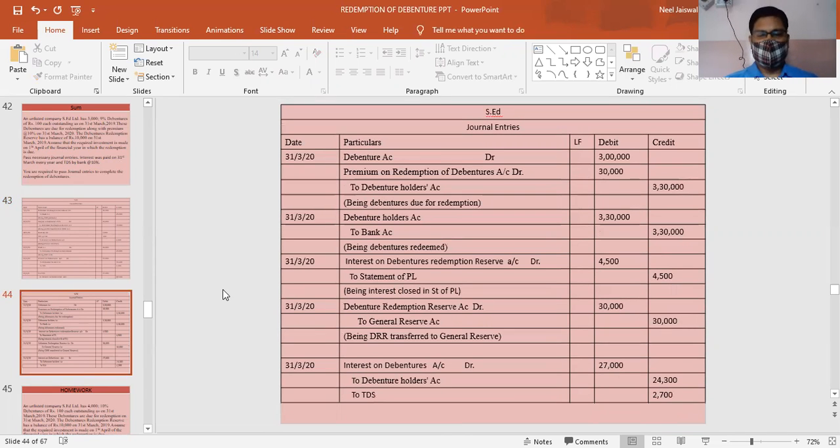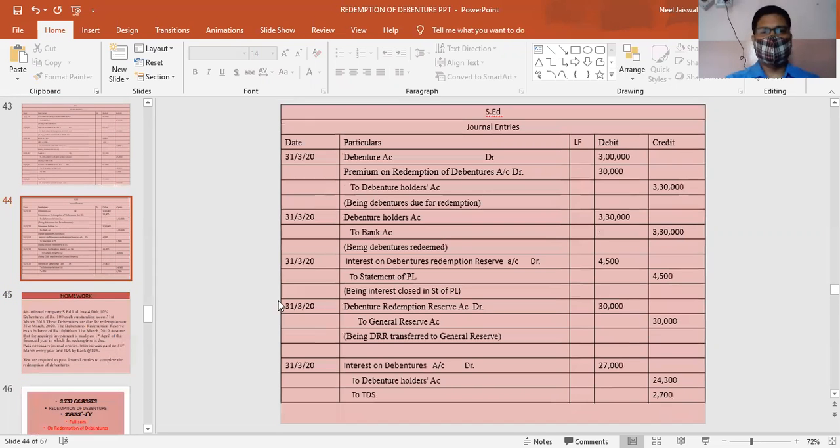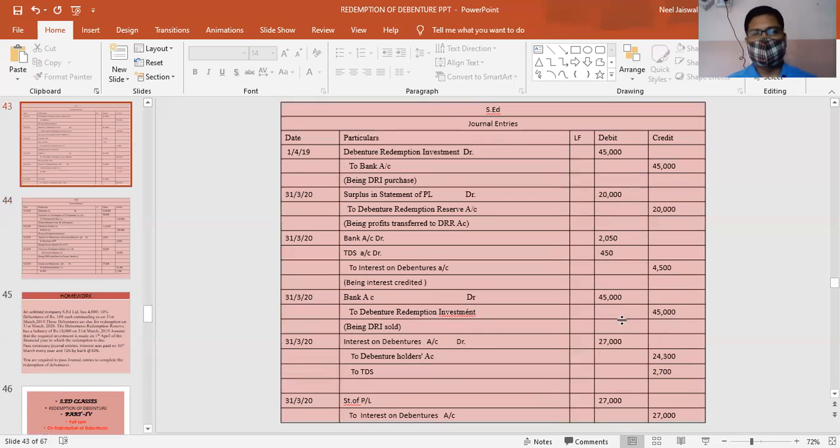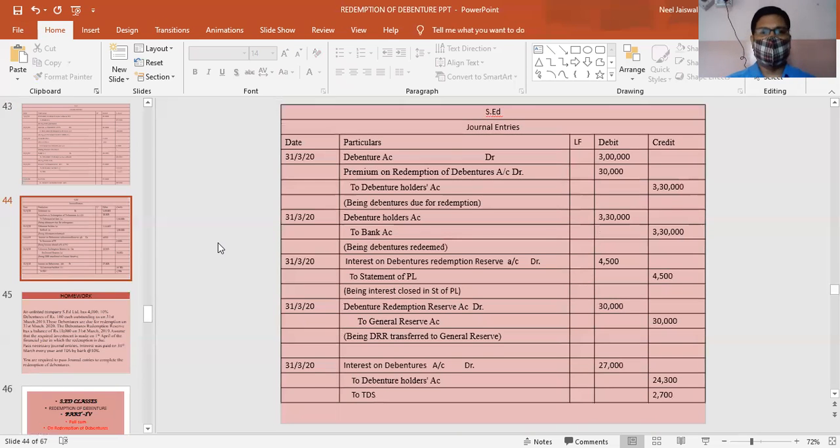The entry which was there in the sum was on interest on redemption reserve. So interest on redemption reserve also we have passed this entry. Interest on debenture redemption reserve to statement of PL. We have closed this. And when we created the interest, that was 4,500, we have written over here, bank account debit, TDS account debit to interest on debentures. So hope you all have understood.